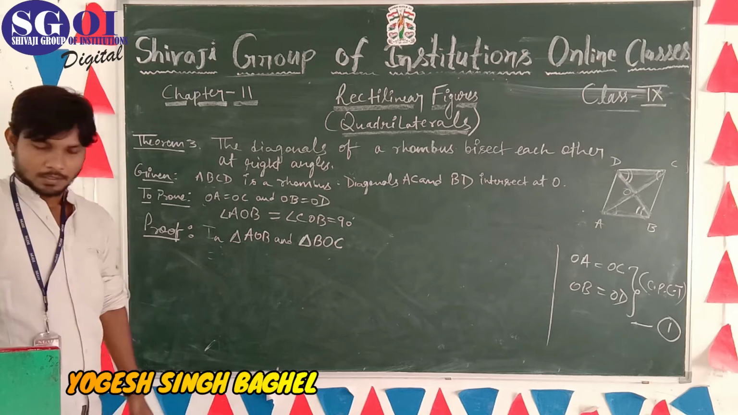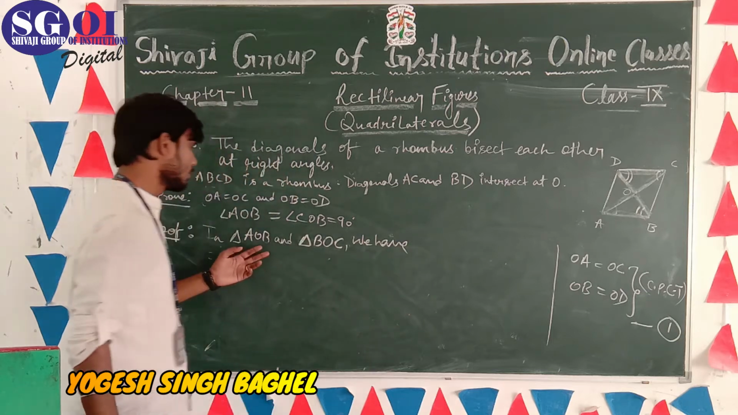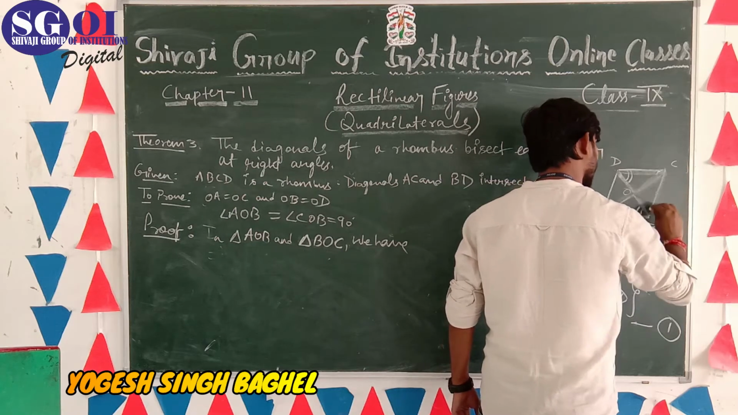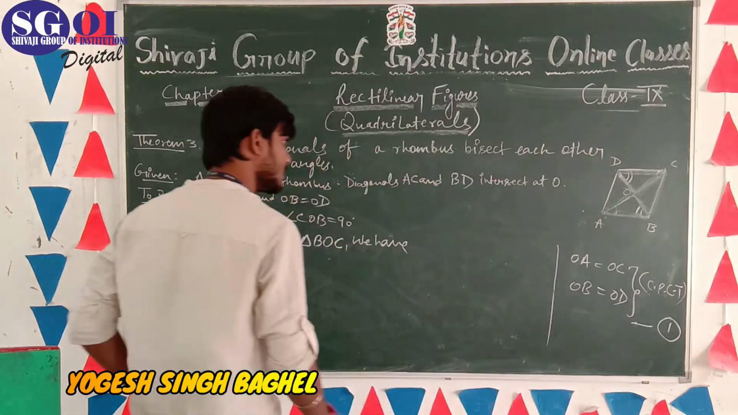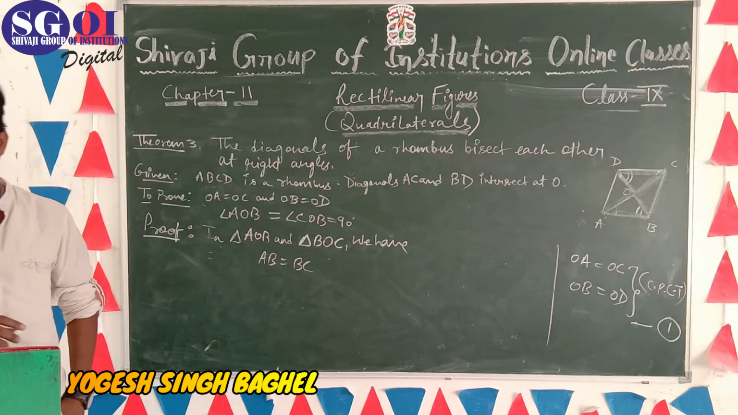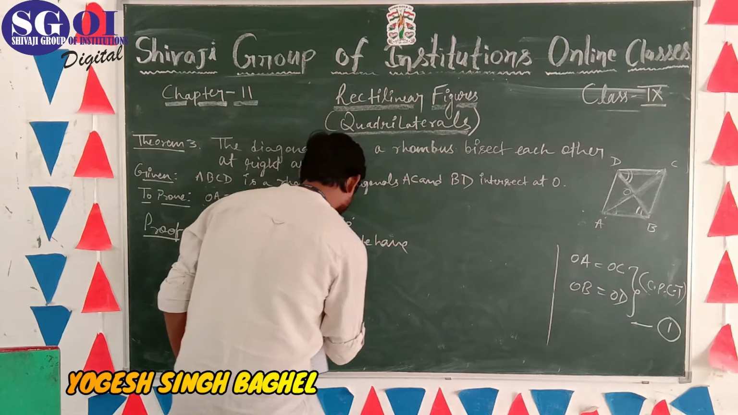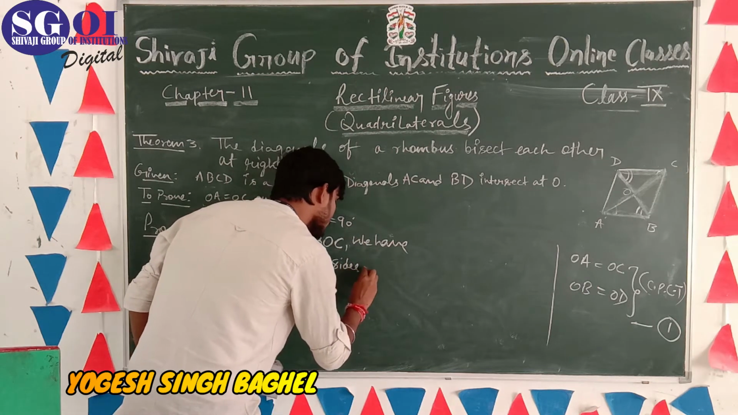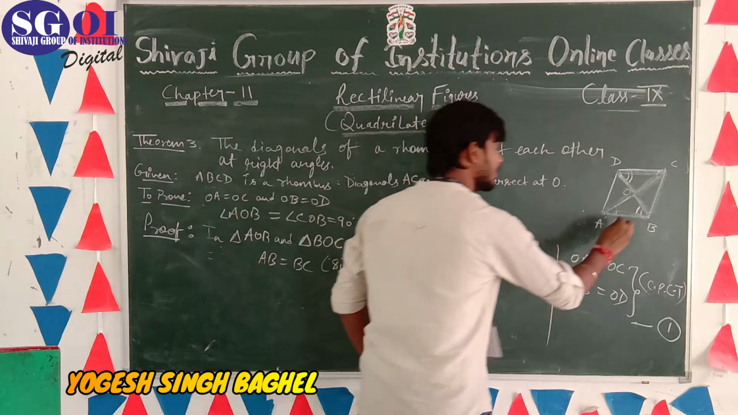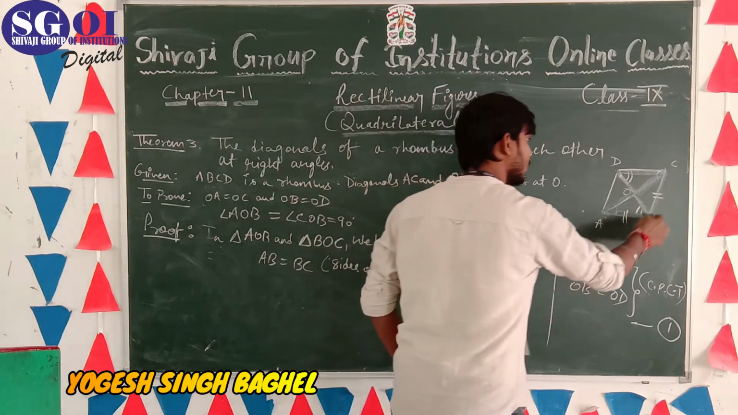Now from these two triangles, AOB and BOC, we have AB is equal to BC. Why? Because the sides of a rhombus. देखिए ये साइड इक्वल होगी कि नहीं होगी, ये rhombus में ऑल साइड्स कैसे होती हैं, इक्वल होती हैं। So AB is equal to BC.